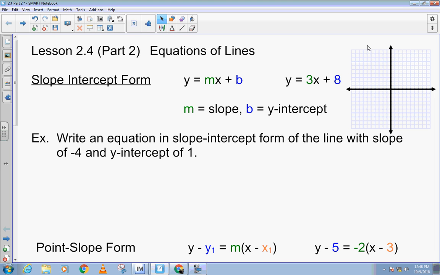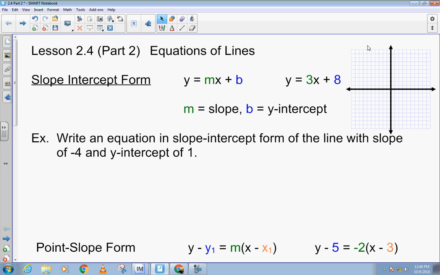So yesterday we talked about slope, okay? And today we're going to talk about equations of lines. And then, well, not tomorrow, I won't be here tomorrow, but Thursday we'll put it all together and talk about how to come up with the equation of lines parallel or perpendicular to another. So we're just putting it all together.